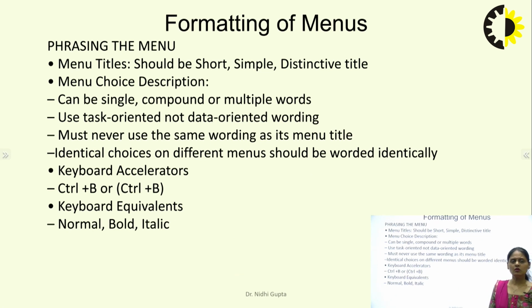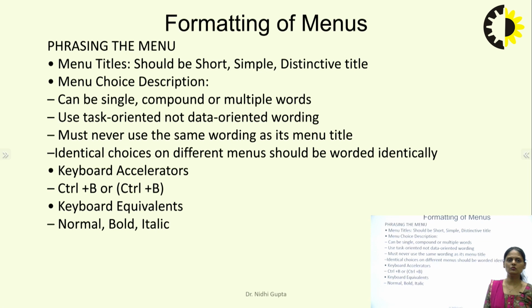Phrasing the menus. So, how to phrase the menu? If I want to go for a menu in our software, then the first and foremost thing is the menu title. A short, simple, distinctive title should be there. So, the menu title is always required. Then we have the menu choice description. The menu choices can be single, compound or multi-words. User task oriented, not data oriented wording should be there. It should be in accordance with the task, not with the name or the data it is containing. It must never use the same wording as its menu title. So, if we are talking of the choices, they should not be the same as the menu title.